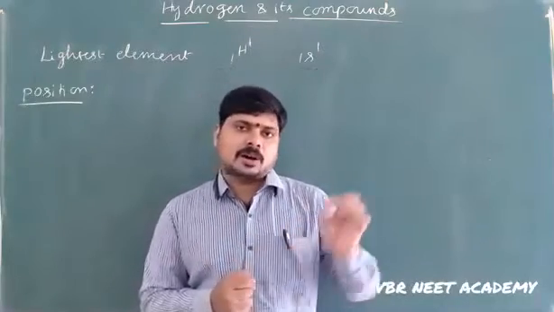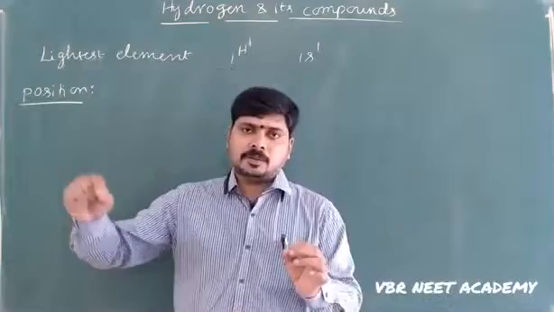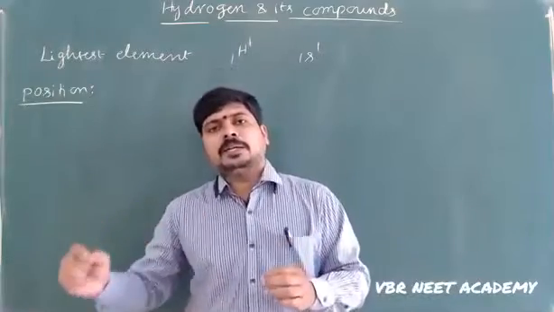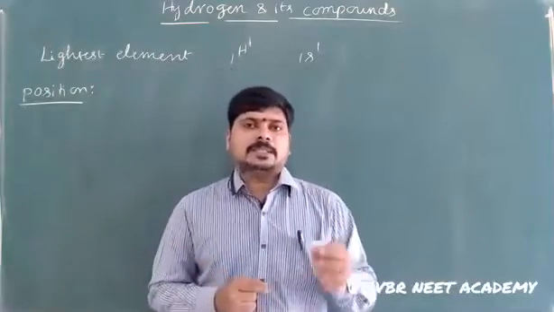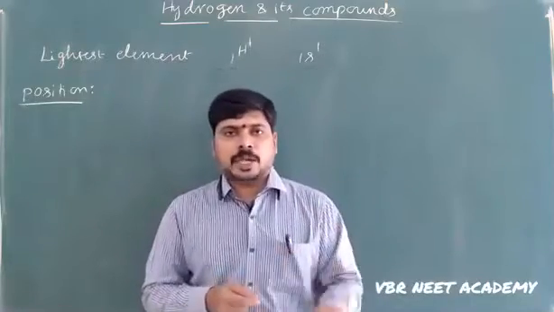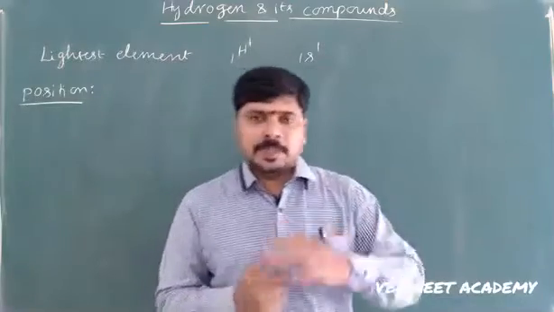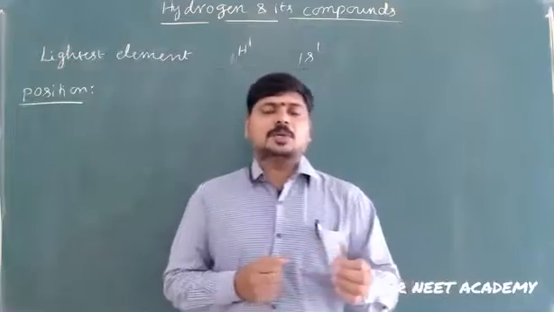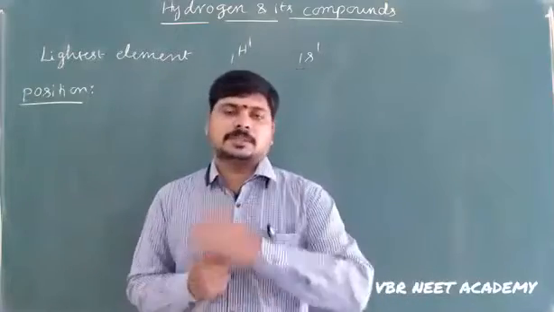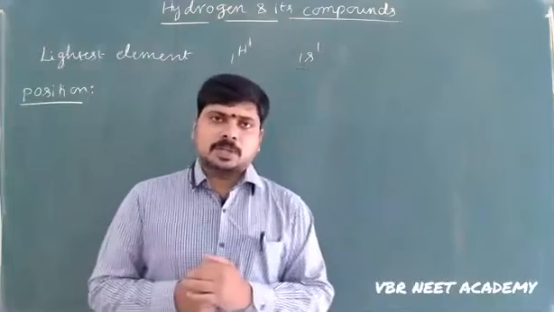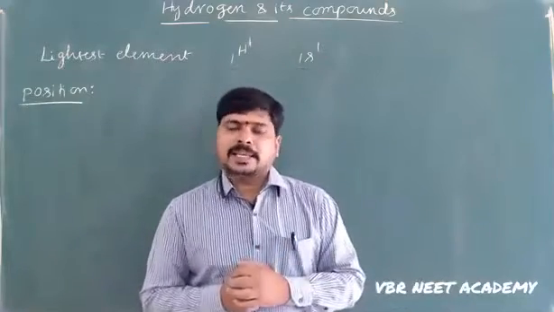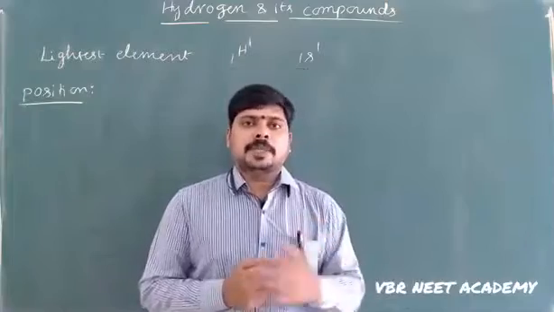Moseley has arranged all the elements in increasing order of atomic number, and in that order he has placed the elements. He has successfully placed all of them into 18 groups and 7 periods, but he was also not able to give a proper place for hydrogen. Moseley also was not able to give a proper place for hydrogen. And the next one, the long form periodic table.